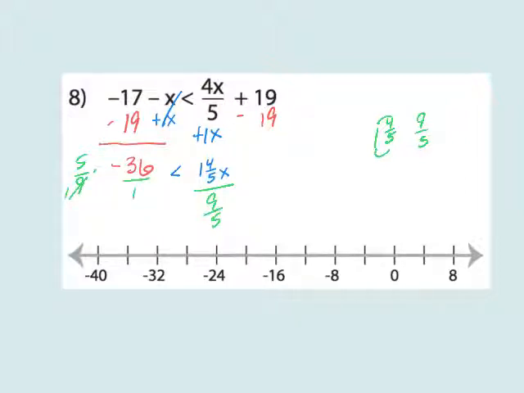9 goes in once, goes in 4 times. 5 times 4 is negative 20, and that's less than x. So x is bigger than negative 20. So I guess we're counting by 4s here. It's an open dot, and x is bigger than negative 20.